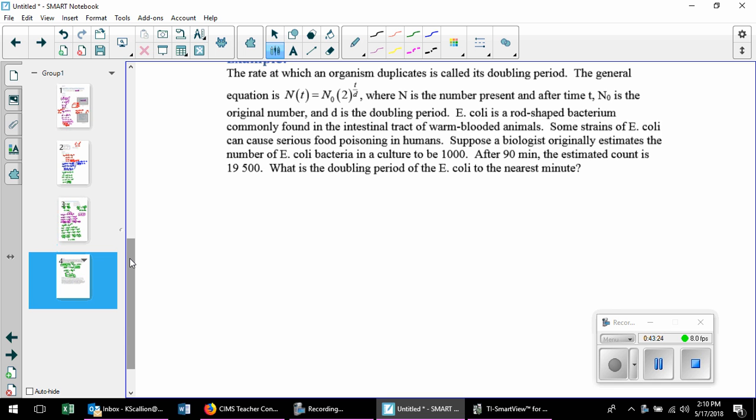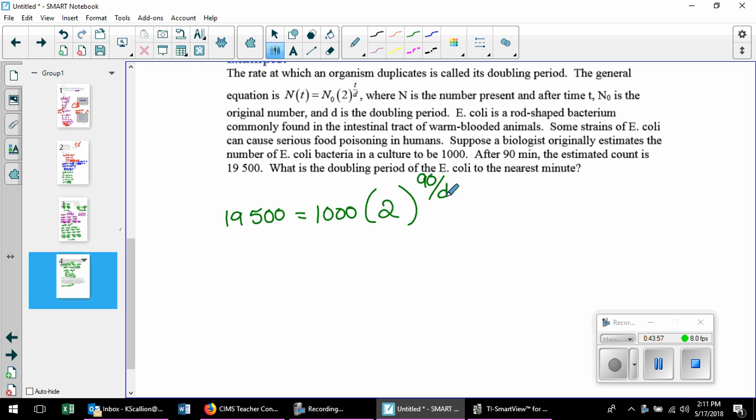So N of T, what is N of T? The 19,500, that's my finish, right? So that's 19,500 equals an initial. So that's my initial amount, which is 1,000. My 2 is my base, which is constant. And I have the time. How much time has passed? 90 minutes. Over D, which I'm trying to find.